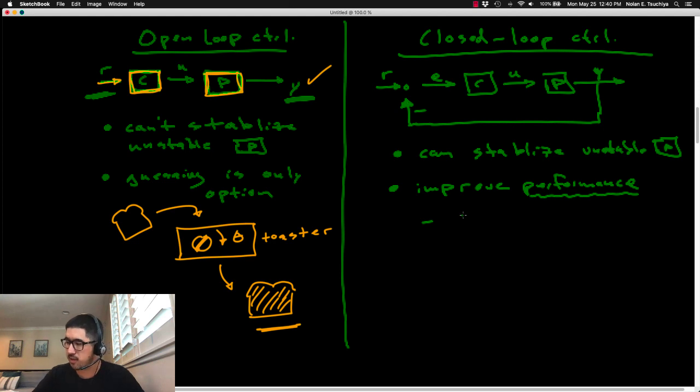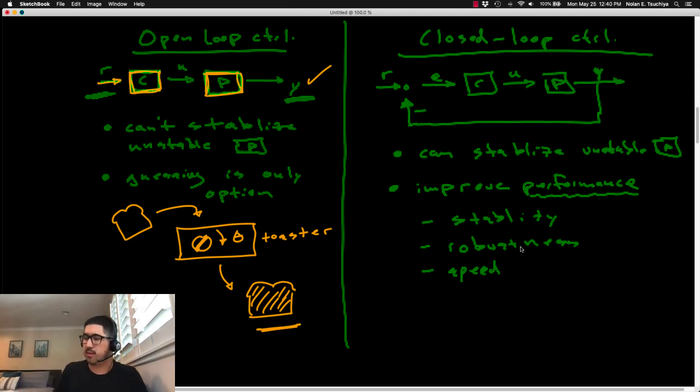But performance can have to do with stability. Is the system stable or not? I'm talking about the closed loop system. We can talk about robustness as a performance metric. We can also talk about speed of response. All of these are general performance metrics, and we can fine-tune the controller to focus on any one or more of them.